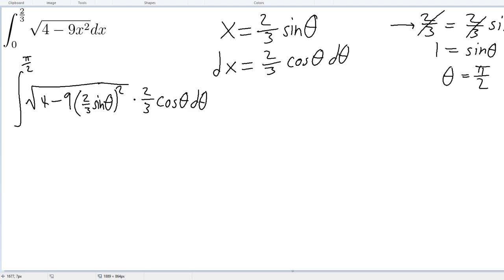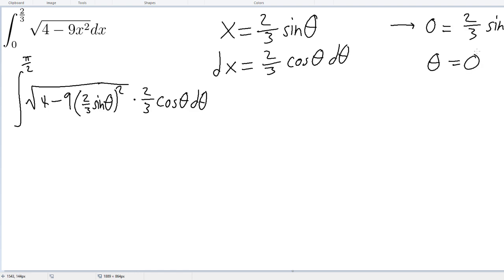So now we got that. What about 0? How about x equal to 0, 2/3 sine theta. Well, sine of 0 is equal to 0, so theta is equal to 0. So we have 0 here. So now these are our theta bounds. Okay, cool.